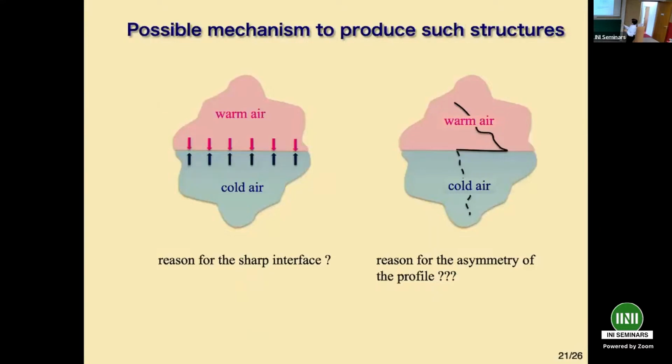So the possible mechanism to produce such structures is we see warm air above cold air, and between the two, there's a sharp interface. And in the cold air, it goes up, goes down, but suddenly warms up. So this is what is happening schematically, but we don't know the reason yet.